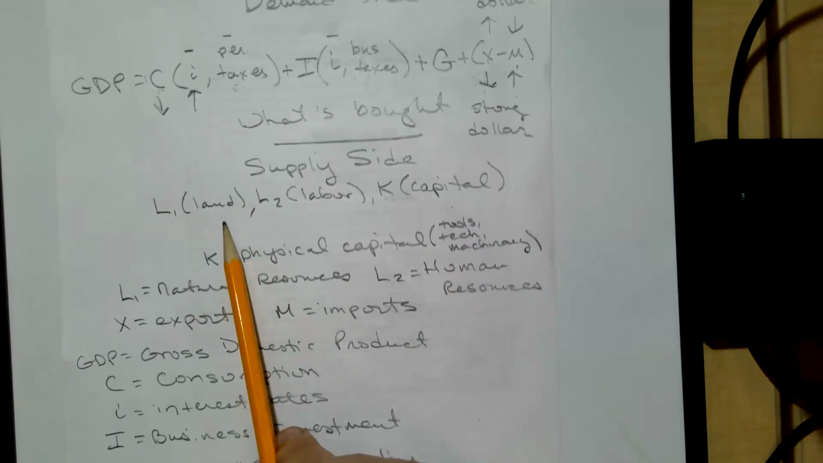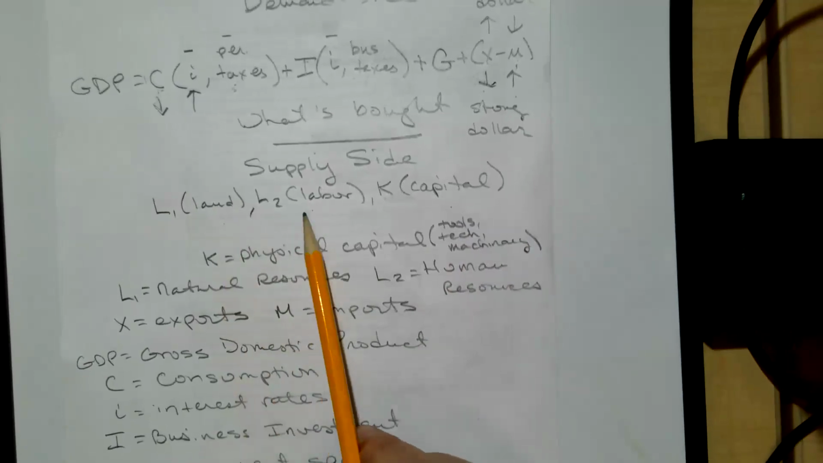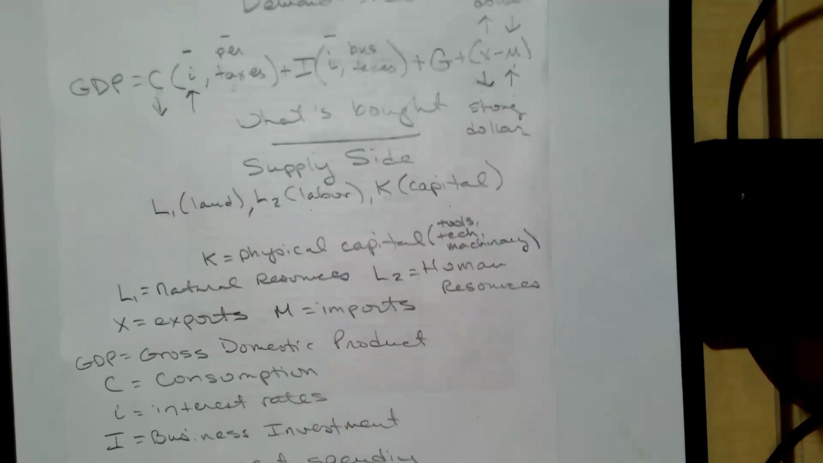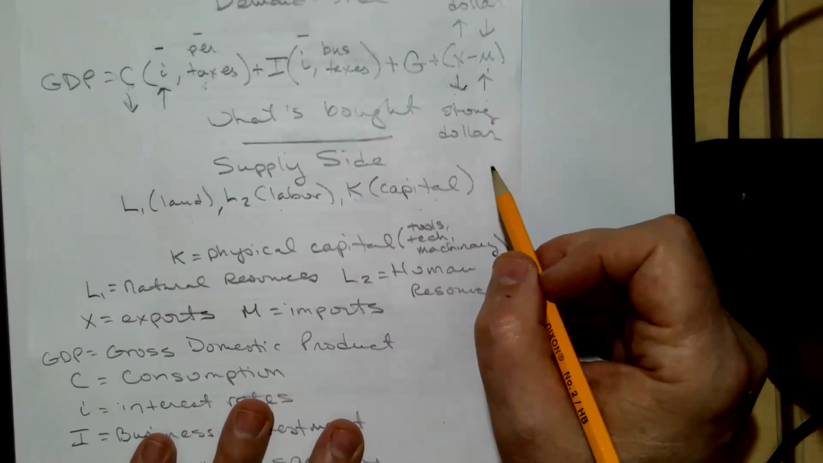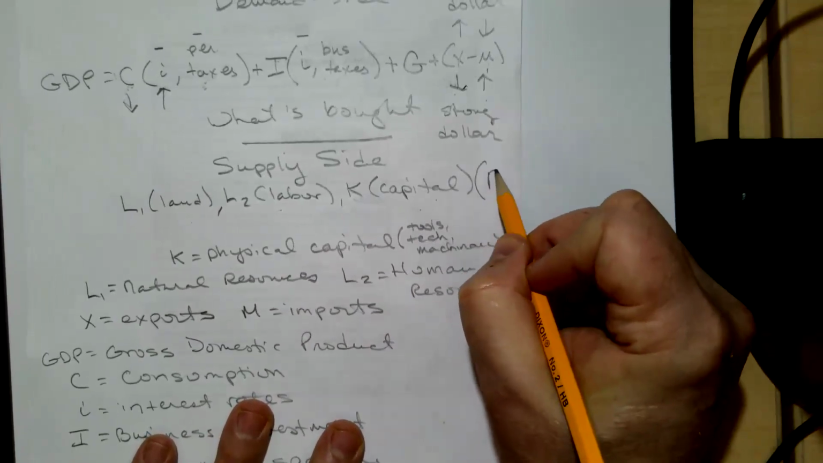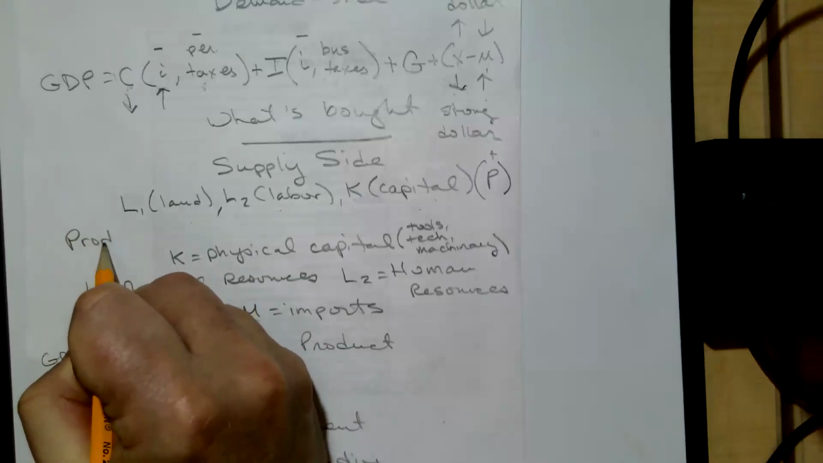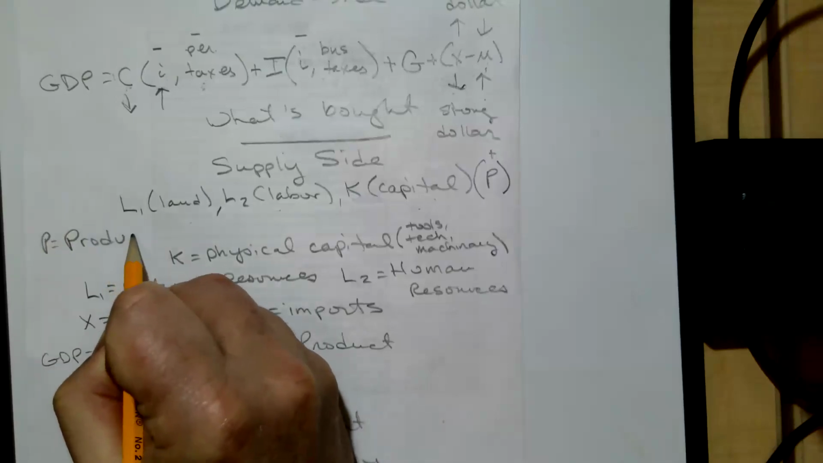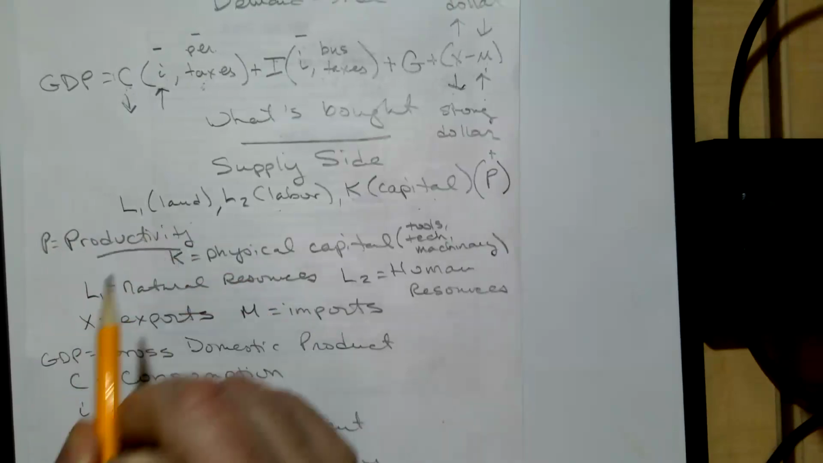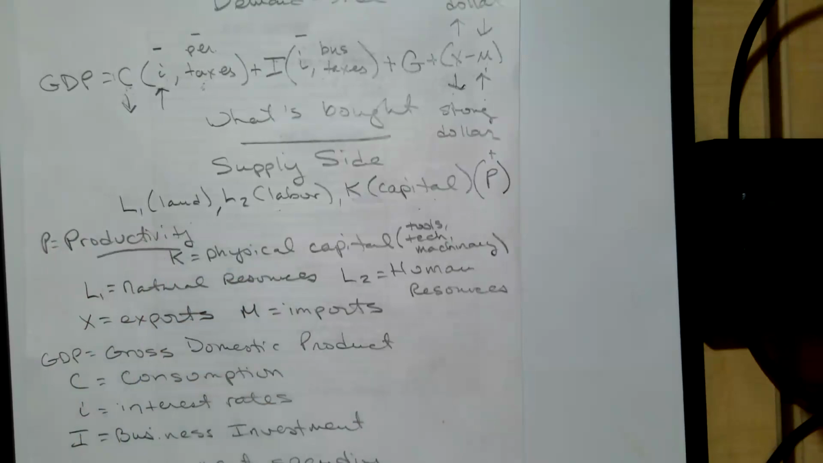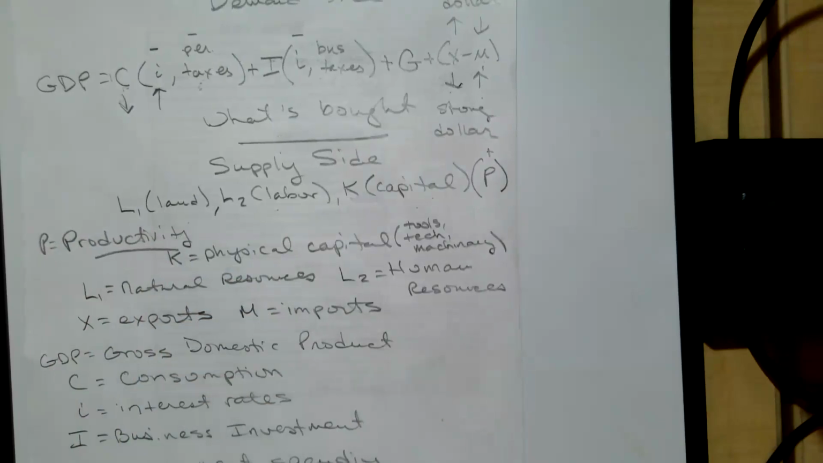You need natural resources. You need people. You need machinery. Now, all of this, I didn't leave myself enough room here. All of this depends on, let's put a plus mark here, on how productive we make things. So P equals productivity. All right, I'm going to leave it right there because we've gone far enough into this, but questions?